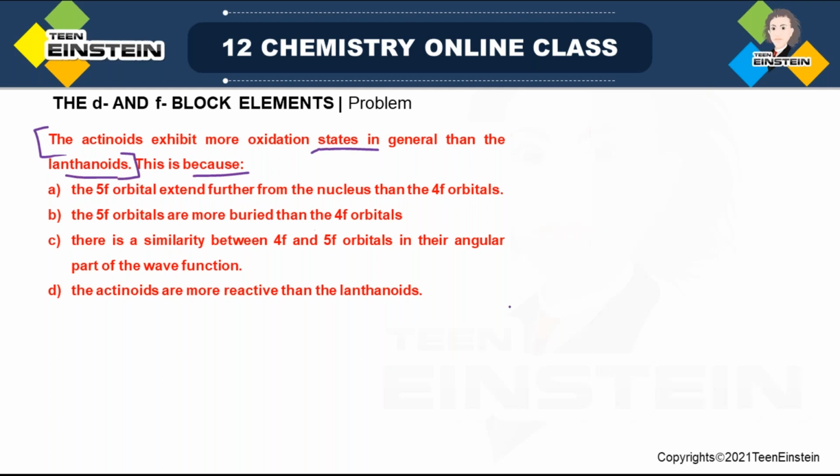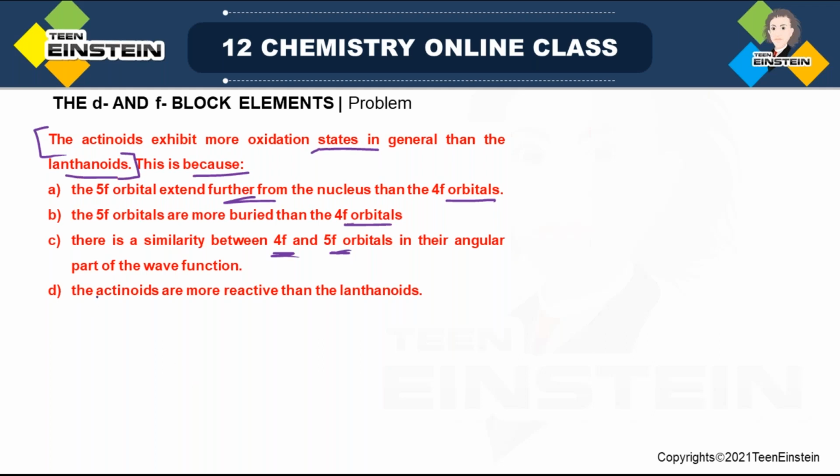The first statement is saying that the 5f orbital extends further from the nucleus than the 4f orbital. Then the second statement, 5f orbitals are more buried than the 4f orbitals. There is similarity between these two orbitals in their angular part of wave function, and actinoids are more reactive than the lanthanides. So we have to find the reason.